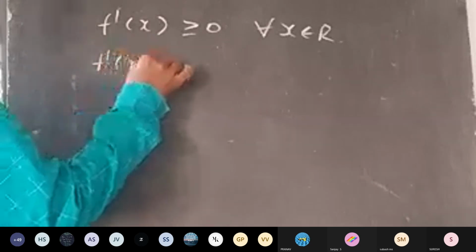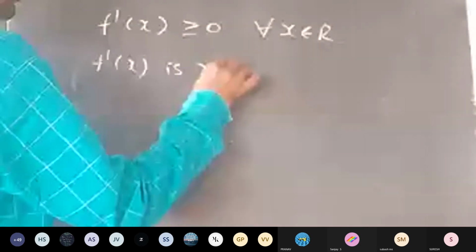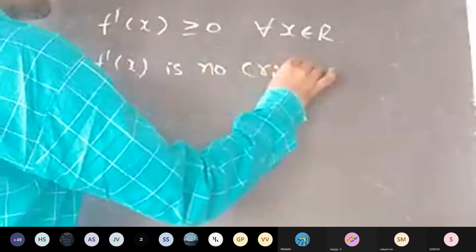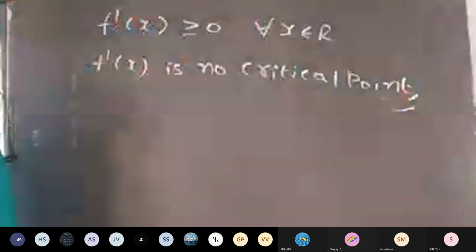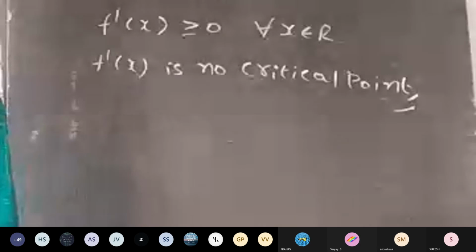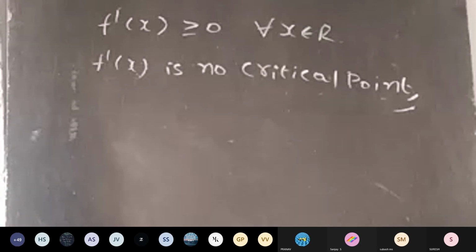f dash of x has no critical point, meaning you can't find out any x value. So that's why there is no maxima and no minimum value.